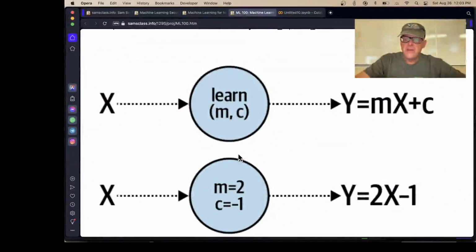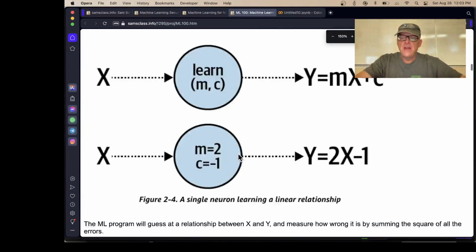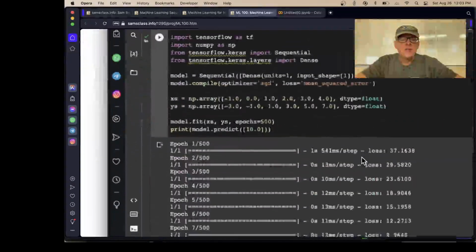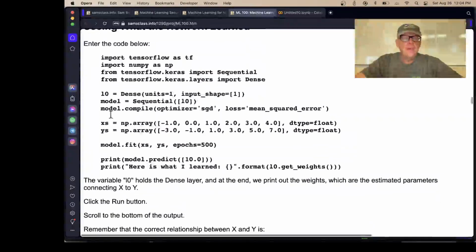So this is a simple single neural net here. X goes in, y equals mx plus c. And so the two parameters are 2 and minus 1. The slope is 2, the intercept is minus 1. That's the right answer. All right. And so we can see what it learned.